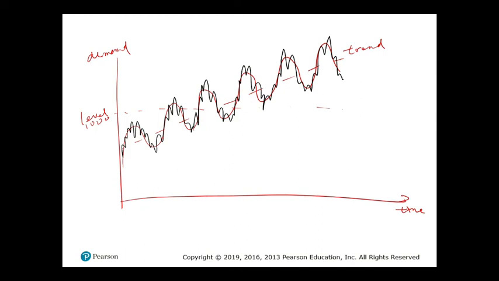So the difference between the actual observation and your forecast is the forecast error.